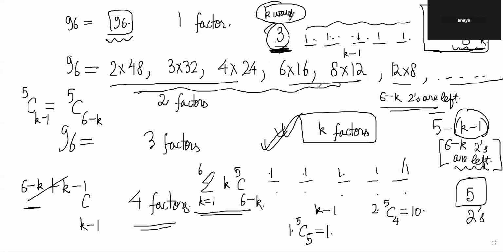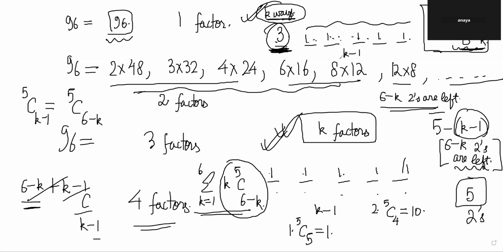Do you understand what I'm saying? Yes. 6 minus k 2s have to be given to any of the k factors, that is stars and bars. That will come to (6 minus k plus k minus 1) c (k minus 1). So now we have figured out how many ways to give out all the 2s. Multiply that by k, the number of ways to give out 3, and you get k into 5c(6 minus k). This is the number of ways to construct these factors.